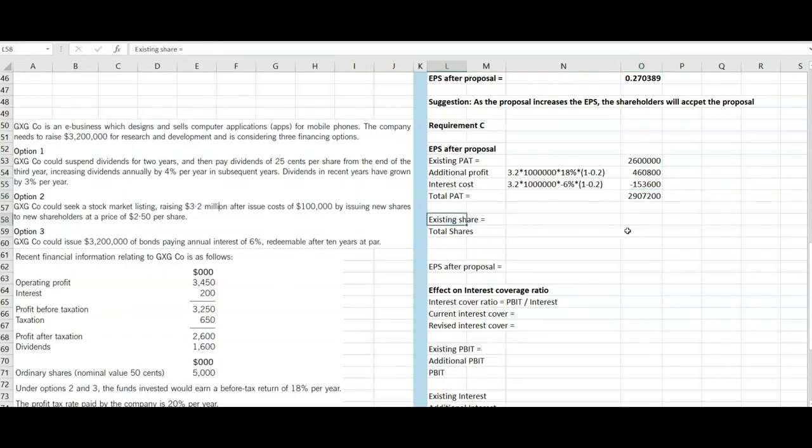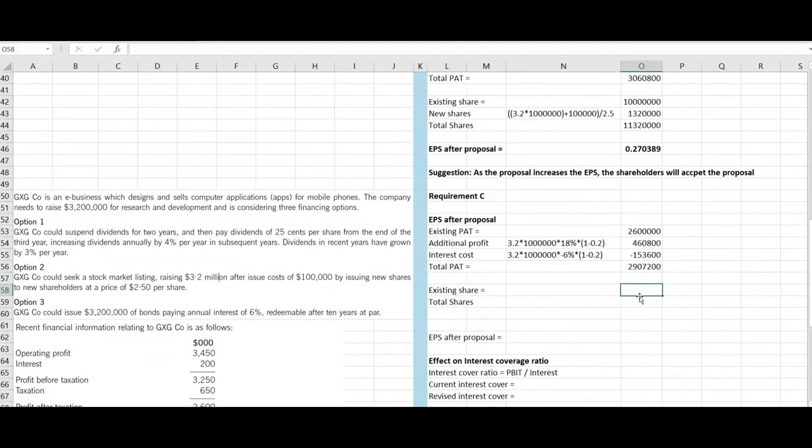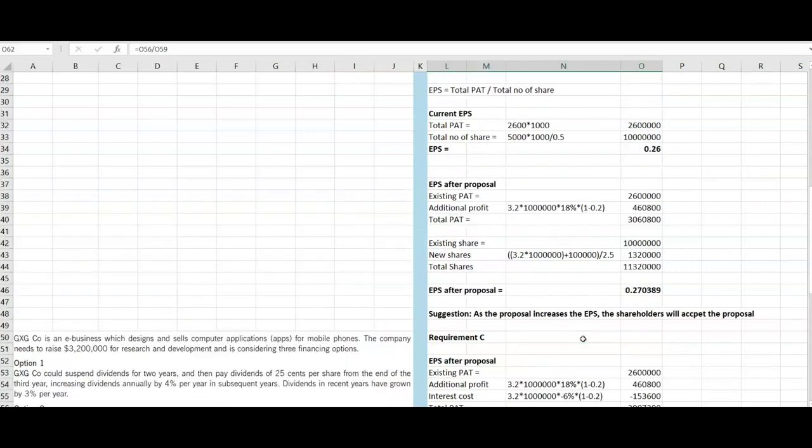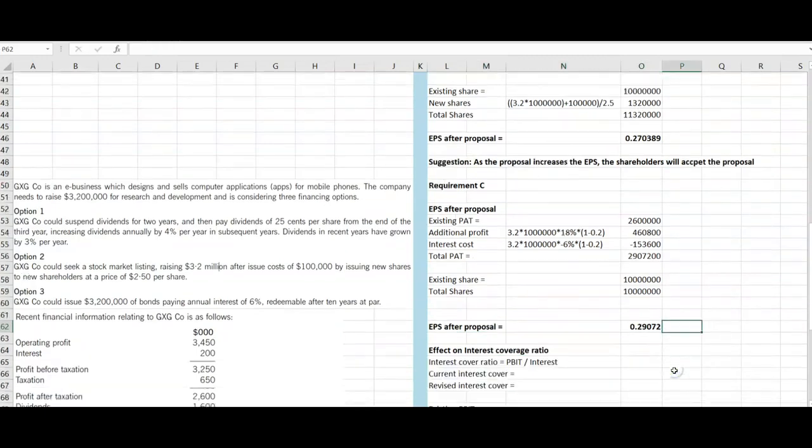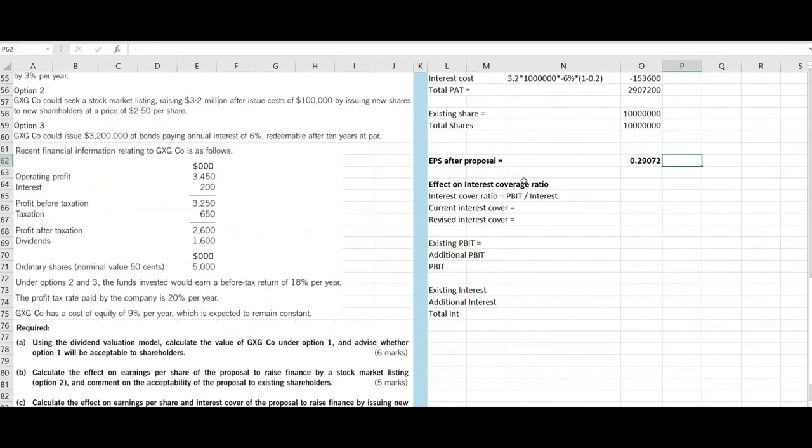So we have to find out our existing shares. Our existing shares will not change at all, because we have issued only a debt issue. So our total shares will be the same as this, so that won't be a problem. But what would be our EPS? Our EPS will be our PAT divided by the shares, and we'll get the answer. It comes to 0.29. So when compared to the earlier existing EPS, which is 0.26, this is much better. But still we have to find out one more element, which is the interest coverage ratio.